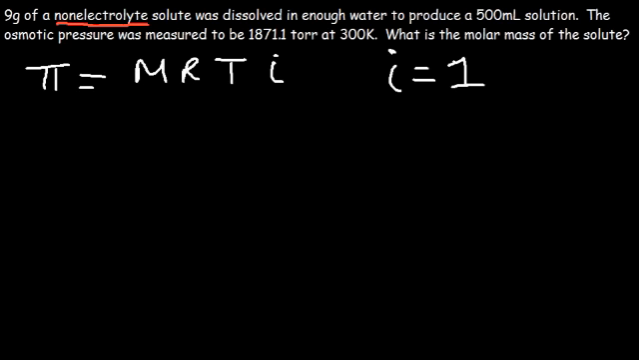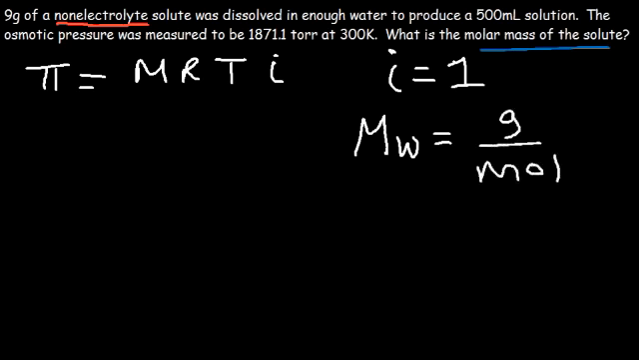Now, in order to find the molar mass of the solute, we need to know how many moles of solute is in the solution. The molar mass, or molecular weight, is the number of grams divided by the number of moles. It's the ratio between mass and moles. We already know the mass of the solute. It's 9 grams. All we need to do is find the moles. This is what we're missing. If we can calculate the moles of the solute, then we could find the molar mass.